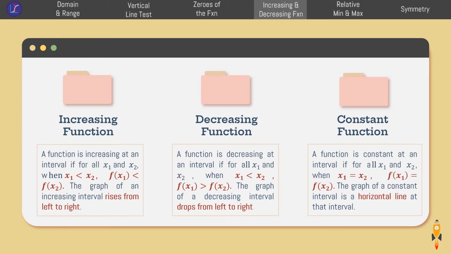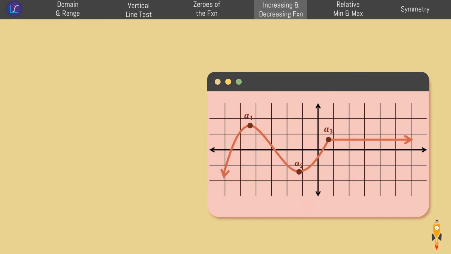The graph of a constant interval is a horizontal line at that interval. It does not rise up and it does not go down either. To have a better understanding, let's have this sample graph. Lines on the graph are the three points labeled as A1, A2, and A3.